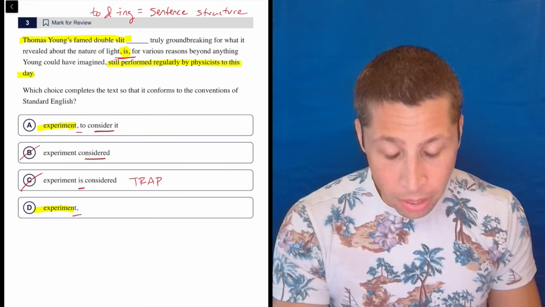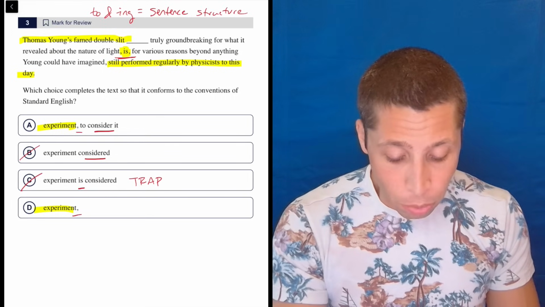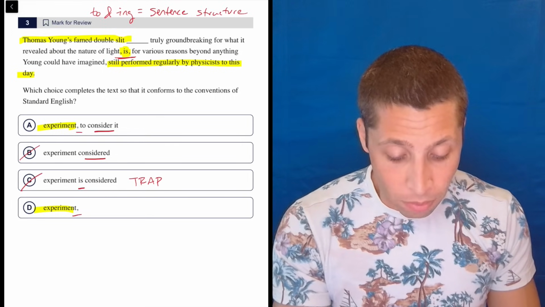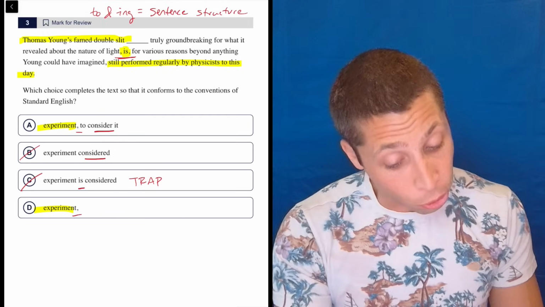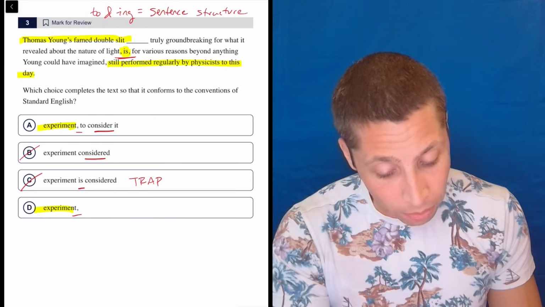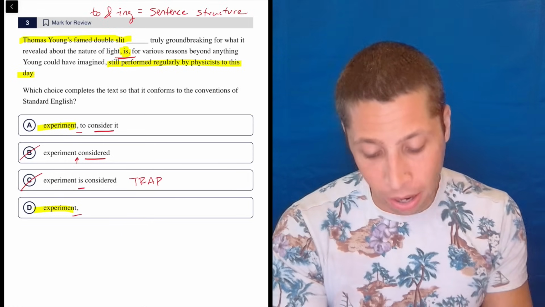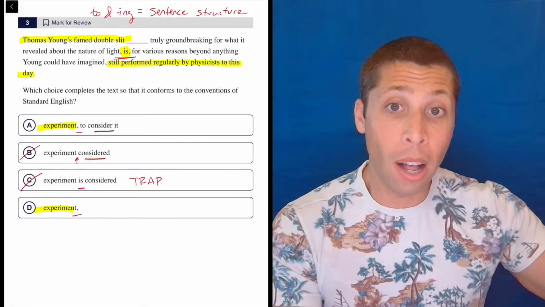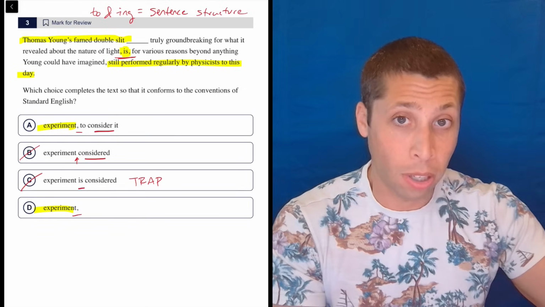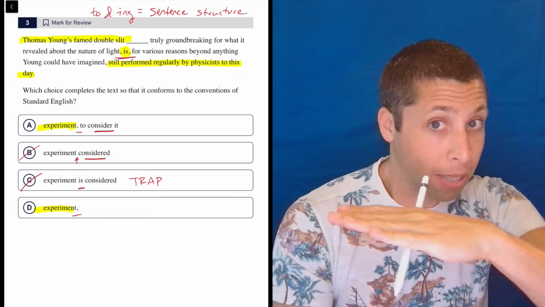B, just to talk about it, is close. The problem there is there's no comma. If it said Thomas Young's famed double slit experiment, considered truly groundbreaking for what it revealed about the nature of light, is still performed regularly by physicists to this day, and there was a comma right there, then I've got an extra clause, and it would be a valid extra clause. But without the comma, it's just a continuation.